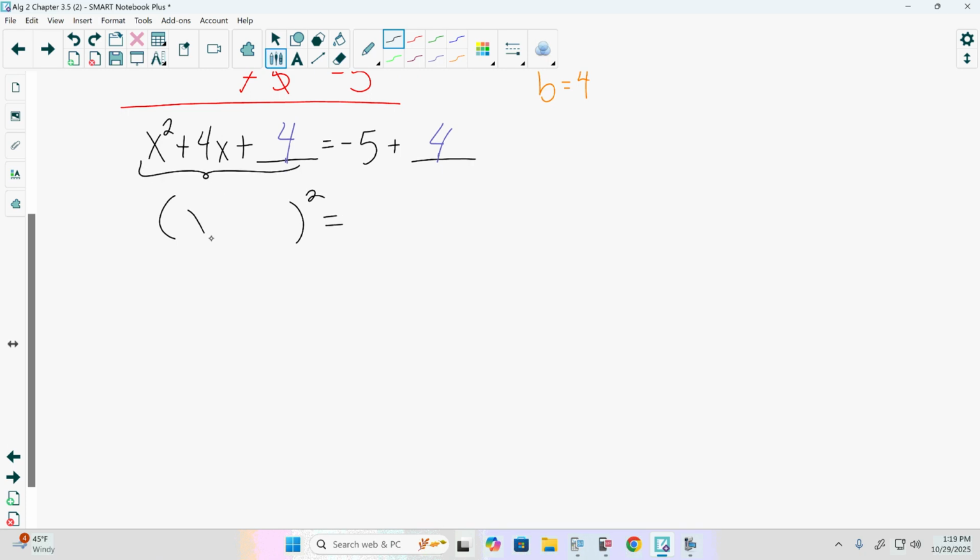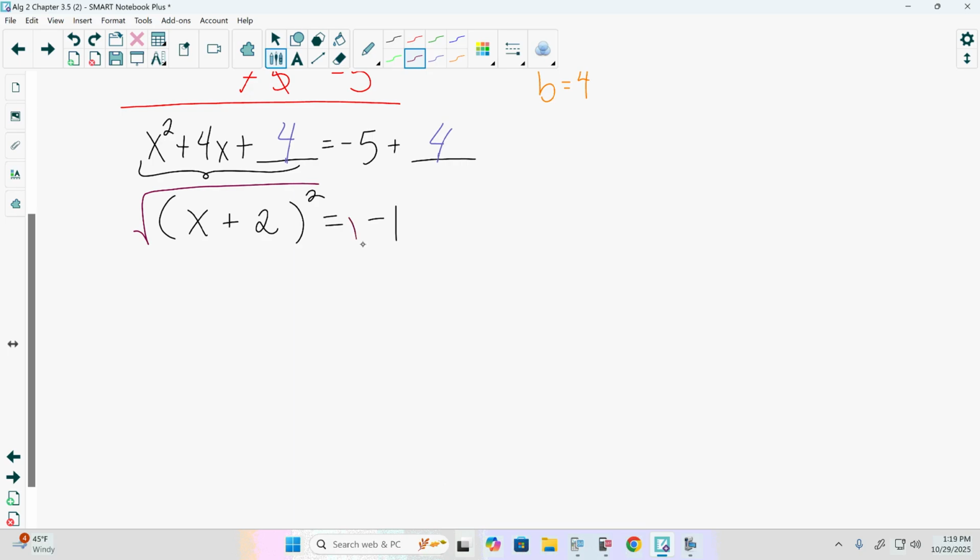X squared plus 4x plus 4. Well, inside the parentheses, we will have x. And the number that goes inside the parentheses with x is going to be positive 2. Negative 5 plus 4 is negative 1.